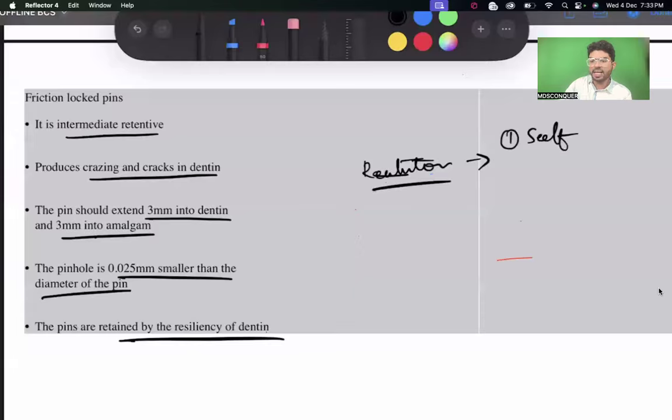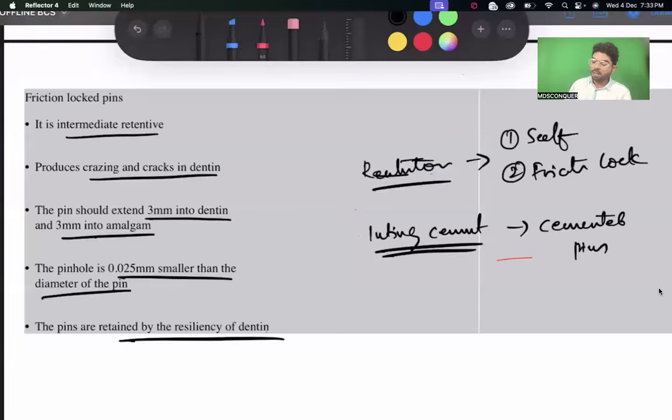The first one, self-threaded. The second one is the friction lock. Retention by luting cement is for cemented pins. Which of these three produces the least cracks, less crazing? Cemented. Maximum is self-threaded.